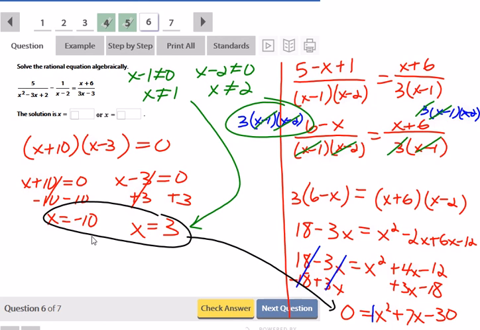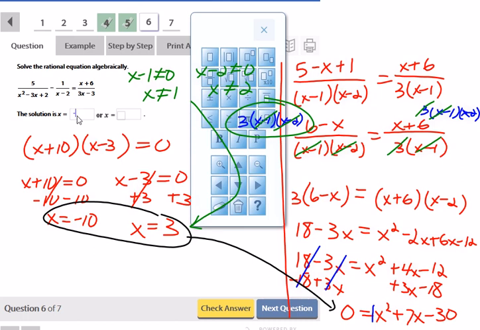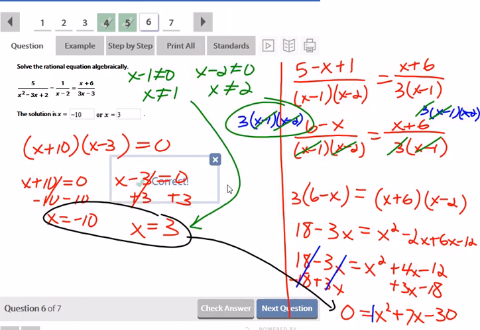My solutions are negative 10 and positive 3. And that's correct.